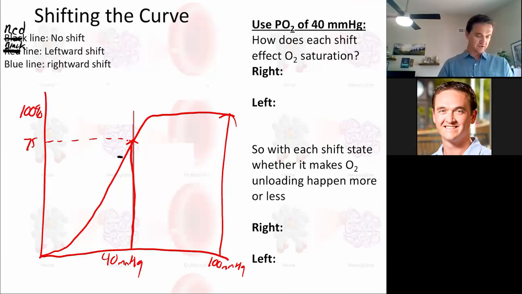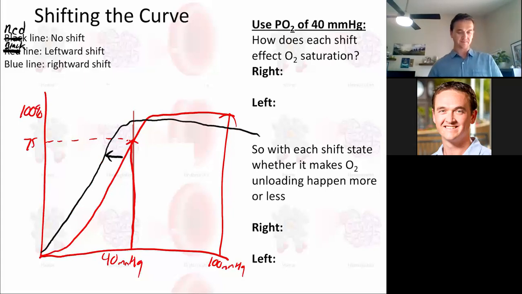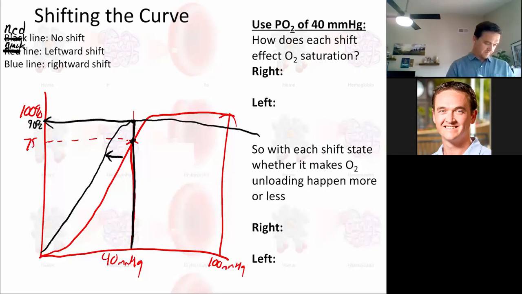If all of a sudden we're able to shift this curve to the left, so it's the same curve, but it looks something like this instead. If we shift that curve to the left, what does that mean for our saturation? We'll use that partial pressure of 40. So we go from 40 and we go up. Right before we were at 75 there. Now we're closer to about 90%. So that leftward shift actually caused more loading.